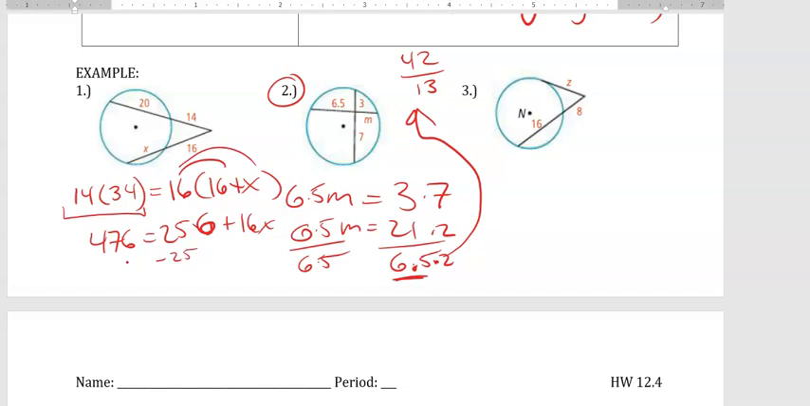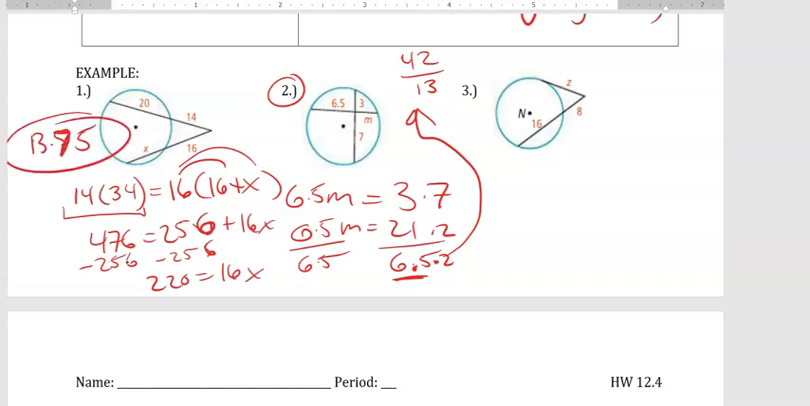Now what you're going to do is subtract 256 from both sides. 220 equals 16x. And when you divide by 16, 13.75. That's not a B. Any questions on how to do outside times whole equals outside times whole? None?